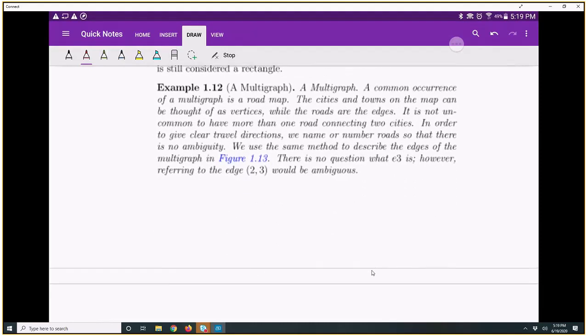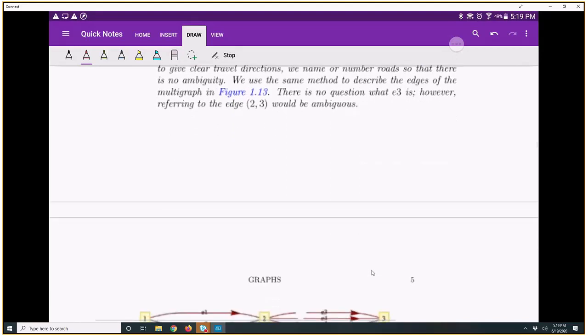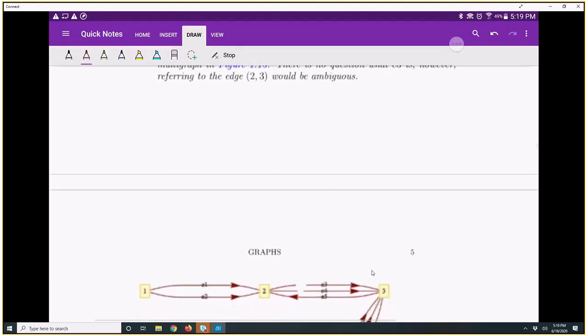A common occurrence of a multigraph might be a road map. The cities and towns on the map could be thought of as the vertices, while the roads would be thought of as the edges. We know that it's not uncommon to have more than one road connecting two cities. So in order to give clear directions, we name the roads or number the roads so that we can direct someone how to travel from one city to another. We're going to use the same method to describe the edges of a multigraph.